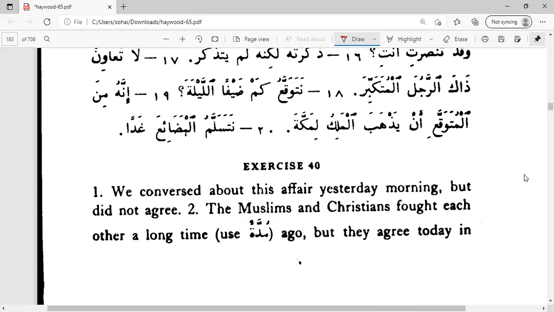So I think first of all, it's probably better to start with the verb, because normally we start with the verb, right? Yes, sir. Fight each other is taqatal. Okay. Taqatala. Yeah. Al-Muslimu. Muslimuna, yes.